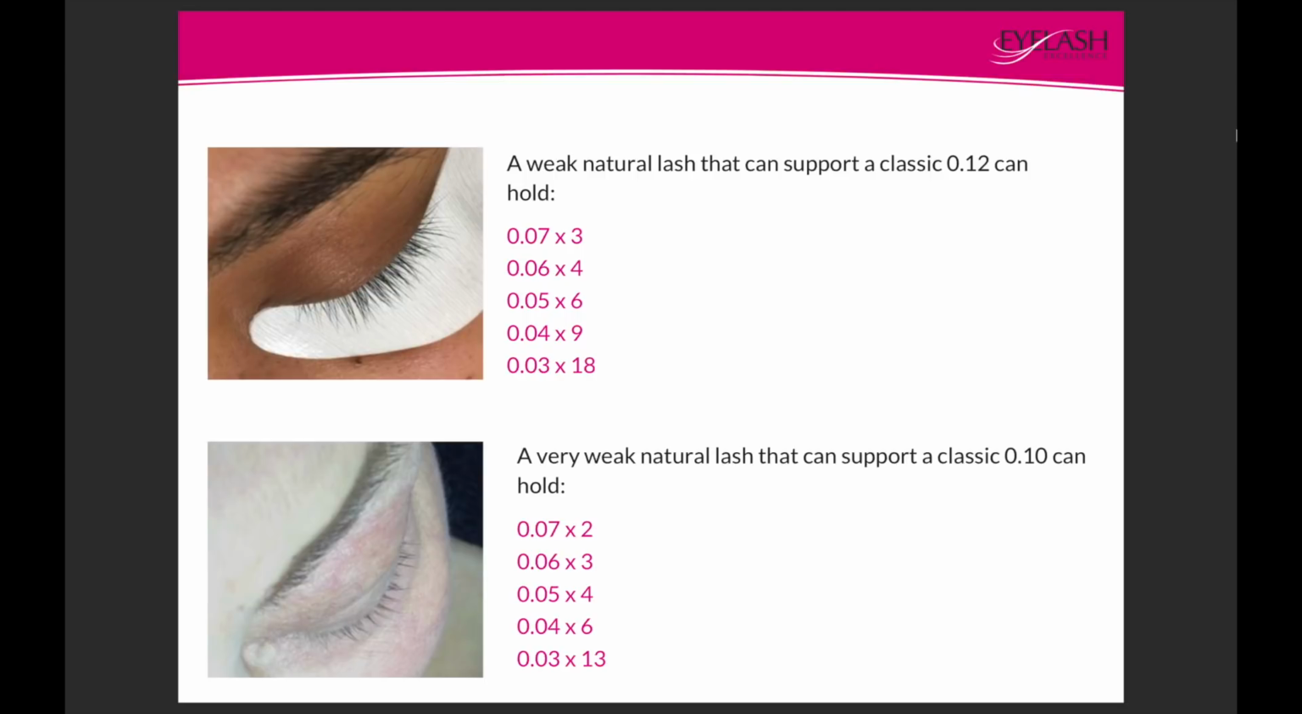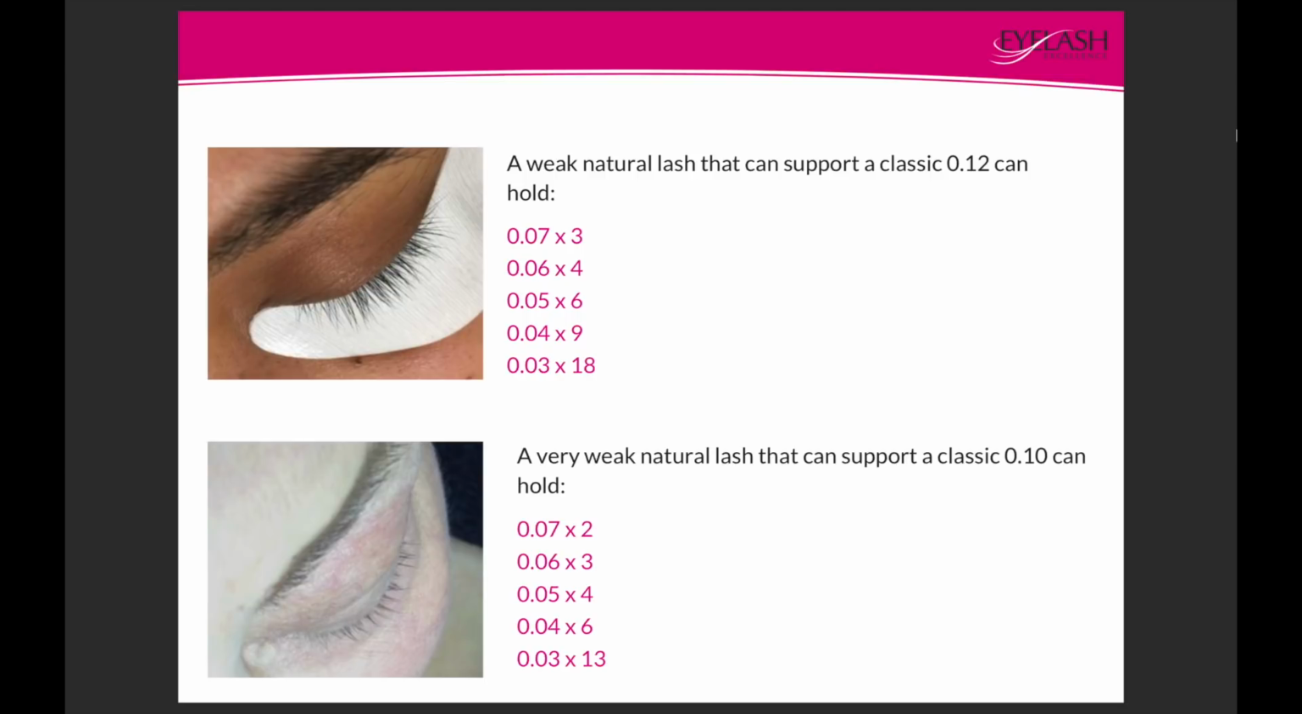And this one at the bottom here is what a lot of my clients are like, which is why they come to me, because they have really difficult natural lashes. So I'm always very, very limited in what I can put on them, because if I was to classic lash them, she could only hold a 0.1, which isn't even a classic lash. It's technically a volume lash and designed to be used in multiples. So if we were to put 0.07s on her, it would be 2 only, 0.06s 3, 0.05s 4, 0.04s we would be putting 6 maximum on, and 0.03s we would be putting 13 on.